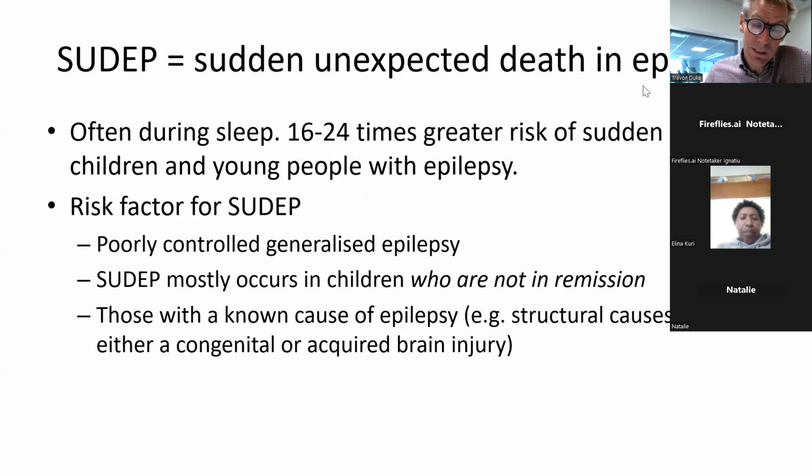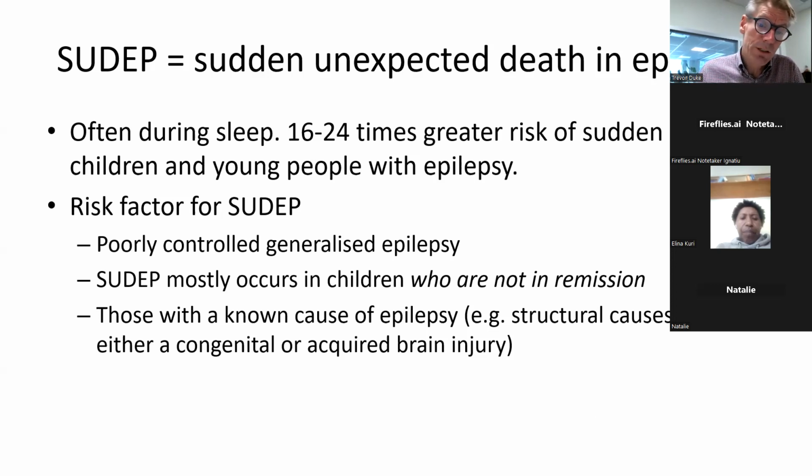This condition of sudden unexpected death in epilepsy, there's certainly an increased risk in children with epilepsy, but it usually occurs in children who have poorly controlled generalized epilepsy. So if you can get the epilepsy under better control, then the risk of sudden unexpected death is very minimal. And as I say, it usually occurs in children who are not in remission from their seizures.